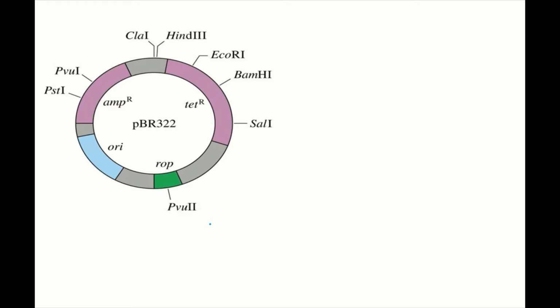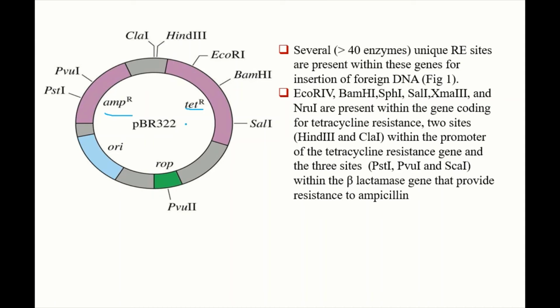So this is how the pBR322 looks like. You can see it has multiple restriction enzyme regions, the tetracycline resistance region, ampicillin resistance region, ORI and ROP. So it has over 40 enzymes, that is unique restriction sites that you can see.